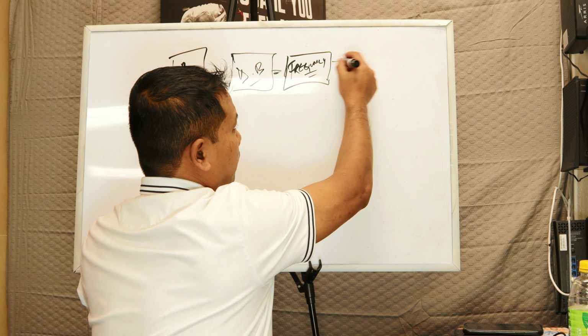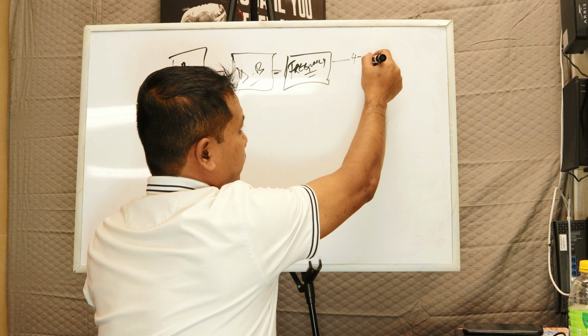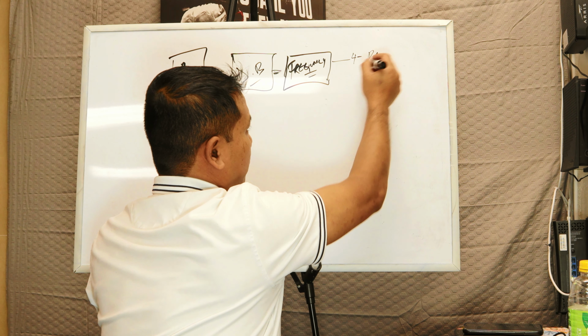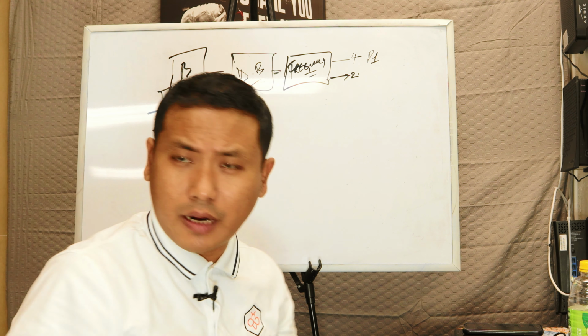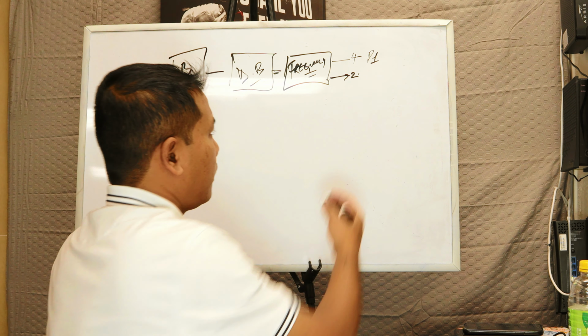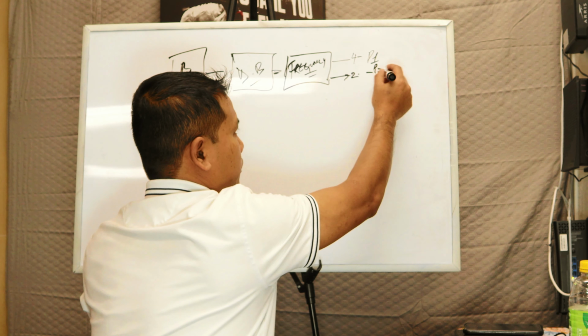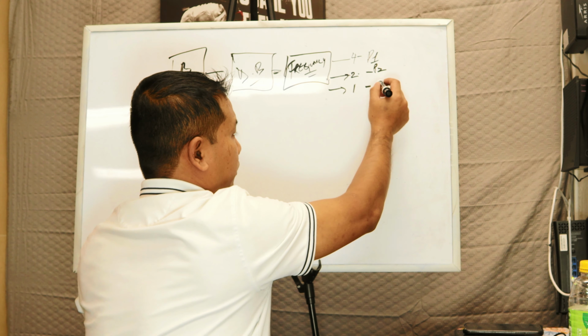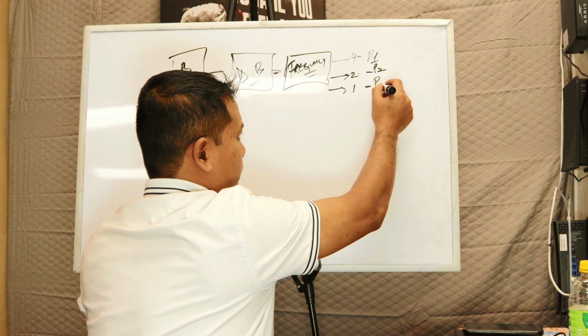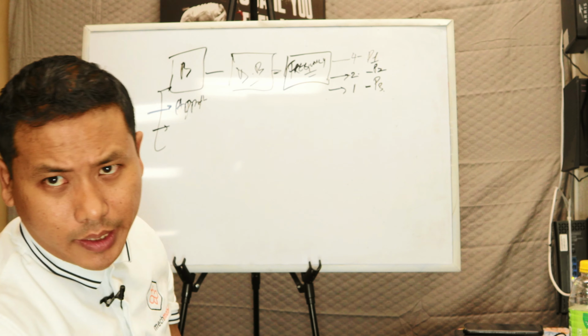The customer who comes 4 times a month, every week, we're going to call P1. The customer who comes 2 times, which basically means every 2 weeks one time, we're going to call P2. And the customer who comes one time in a month, we're going to call P3.